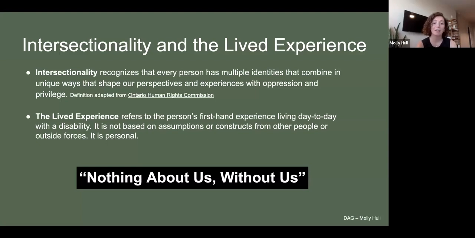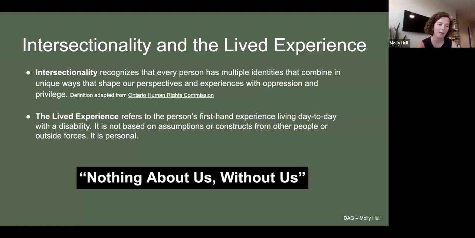Intertwined with that is the lived experience, meaning an experience that refers to a person's firsthand experience living day to day with a disability. It's not based on assumptions or constructs from other people or outside forces, it's personal. So the lived experience is not only defined based on a person's disability, meaning that it's very personal, but it's also affected by things like socioeconomic class, race, gender, ethnicity, education, and so much more. Disability is not homogeneous, nor is it always visible, and not every person has the same experience, even if they have the same disability.